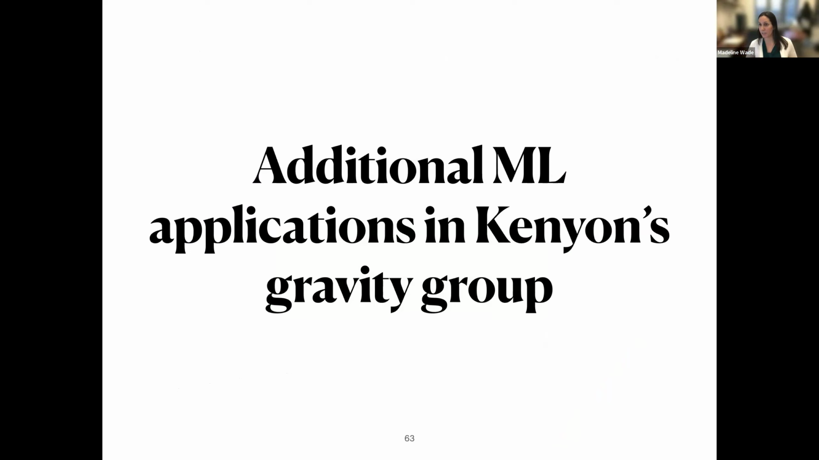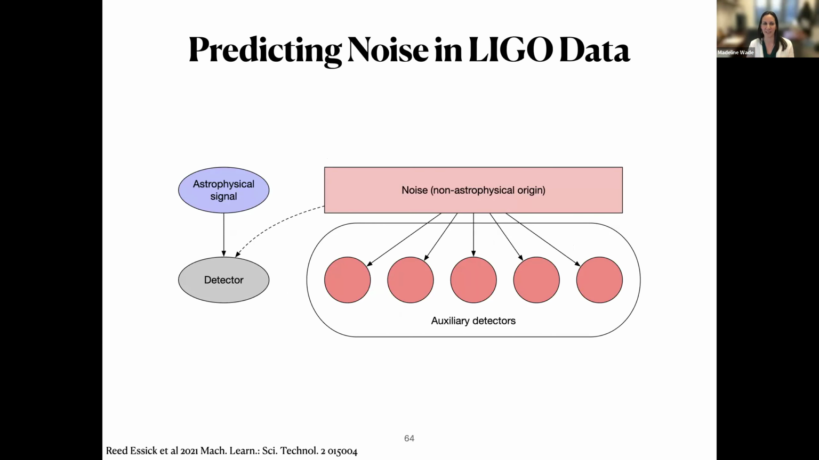Okay, in my very last minute or two here, I want to tell you, literally in 2 slides, about one other project. It is actually the longest standing machine learning project we've been doing in our research in Kenyon's gravity group. Anyway, I'll tell you about it, but it is briefer. I just didn't have enough time to tell you all the things.